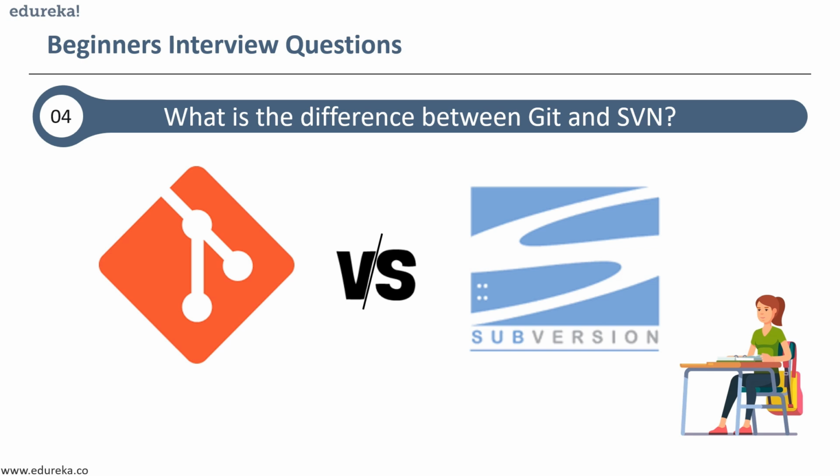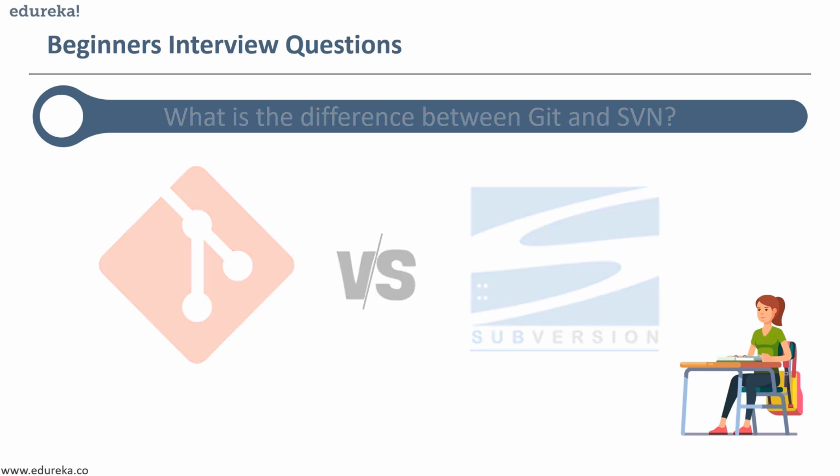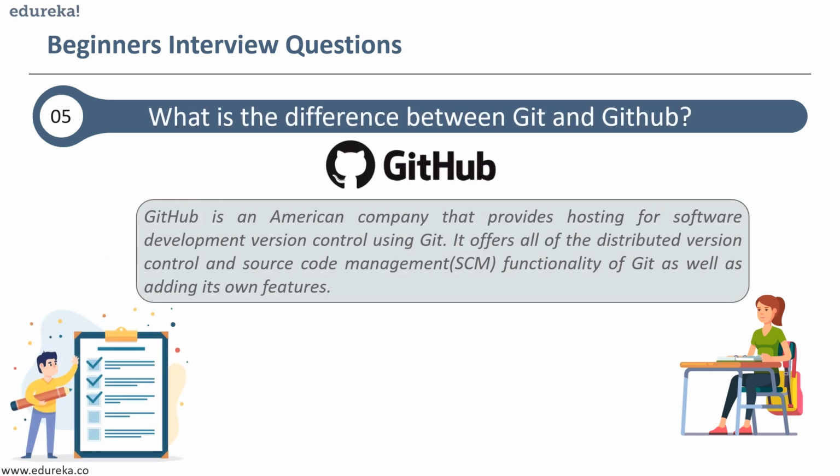Git works are shared automatically by the commit command, whereas in SVN, nothing is shared automatically. So these were a few differences that you can mention in this question. Okay, so the next question is, what is the difference between Git and GitHub?